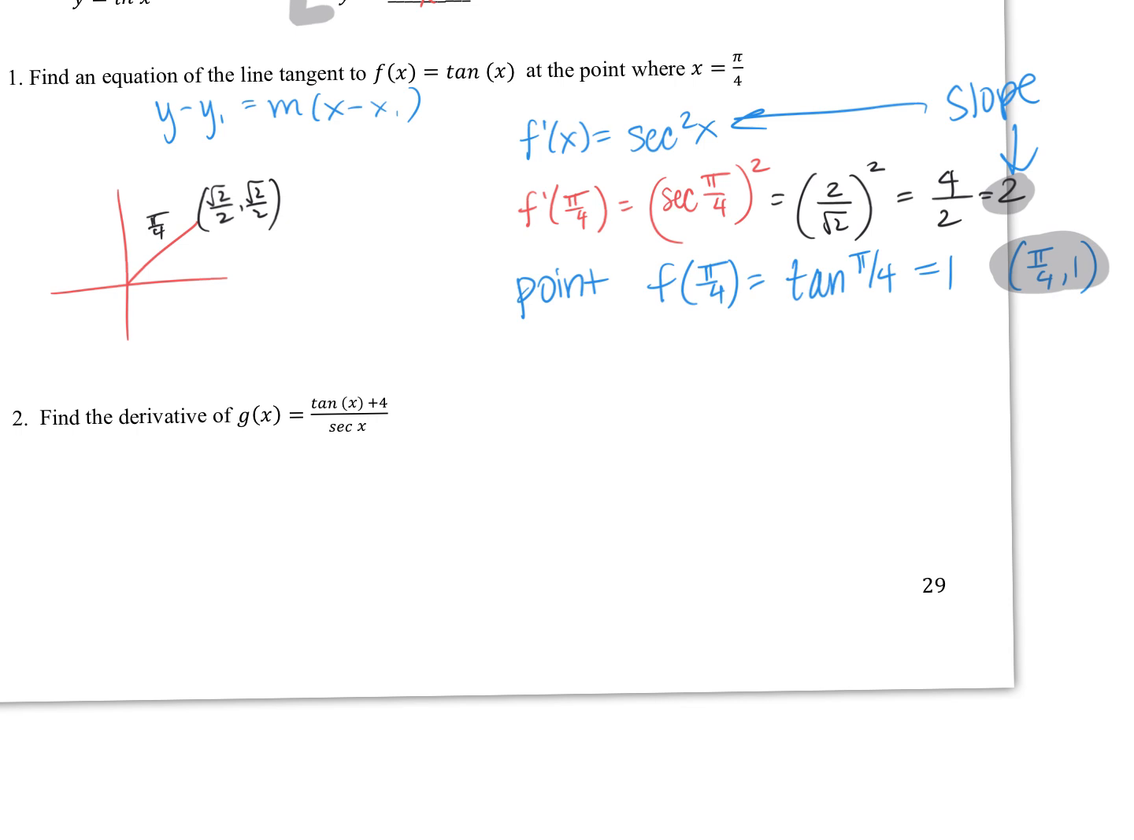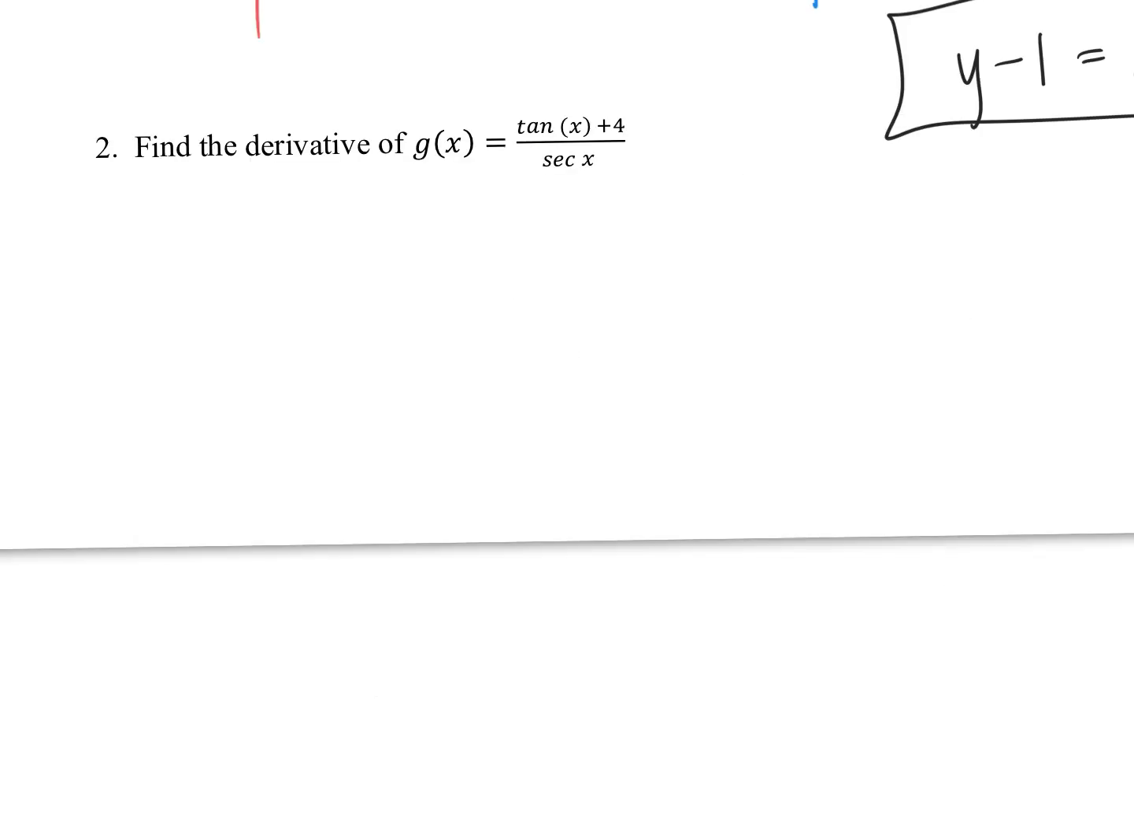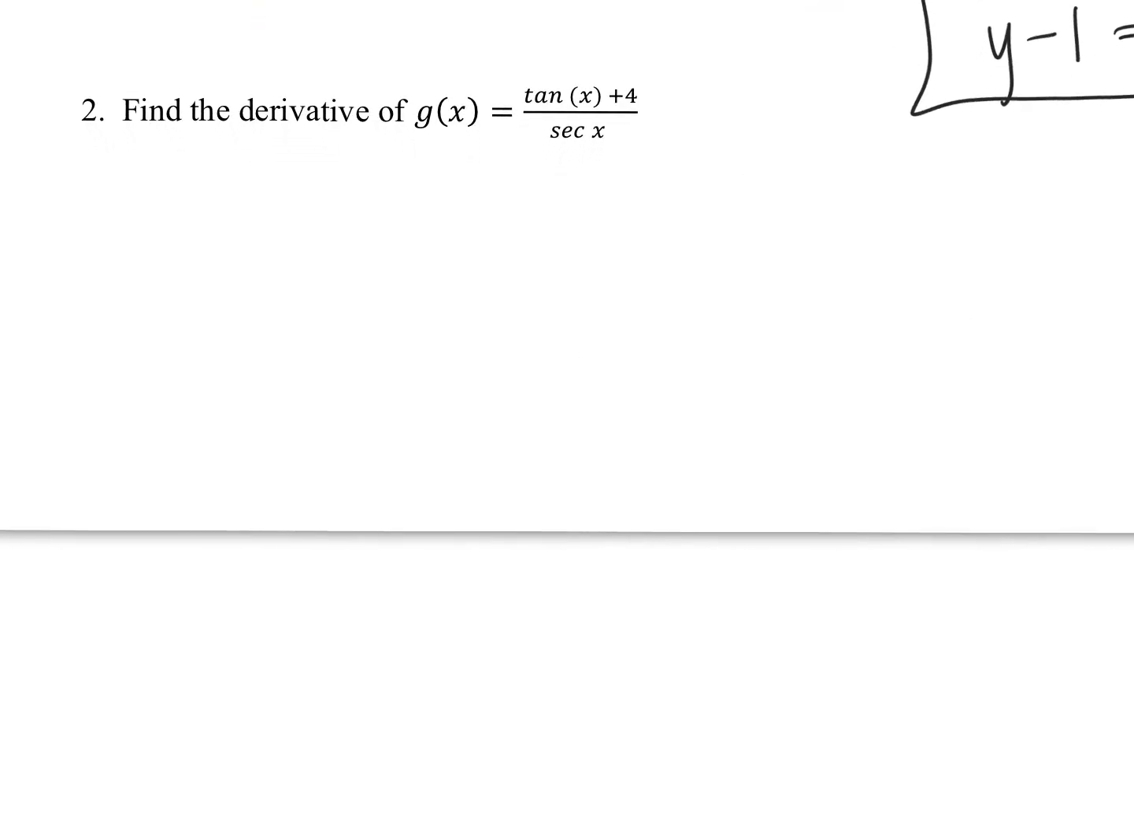Riker, you want to put that into point slope form for your pick of the candy? Okay. Y minus 1 equals 2 times x minus pi over 4. Done. Perfect, sir. Done. Find the derivative of this.